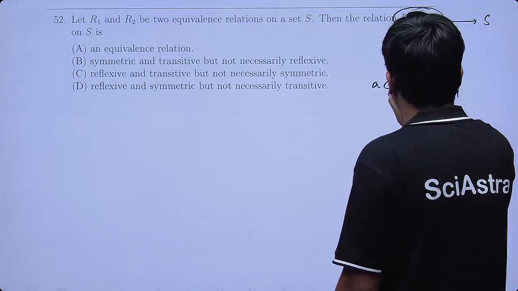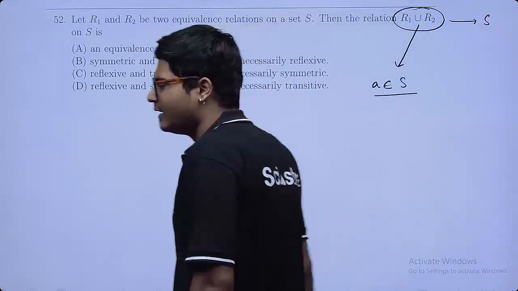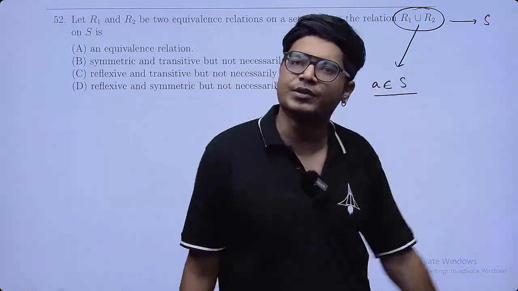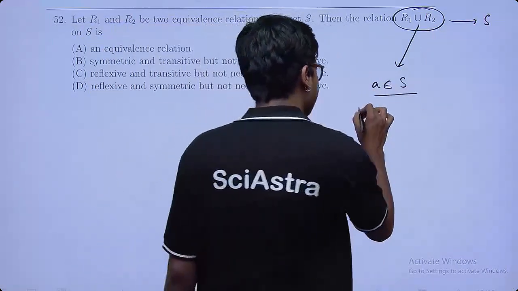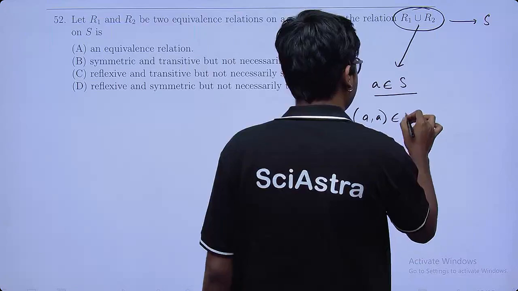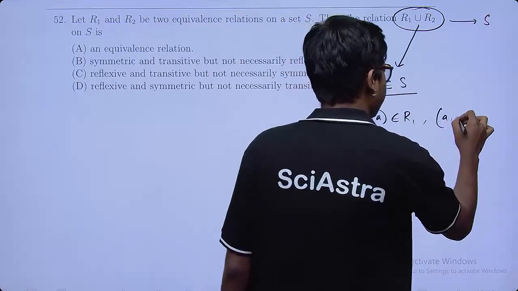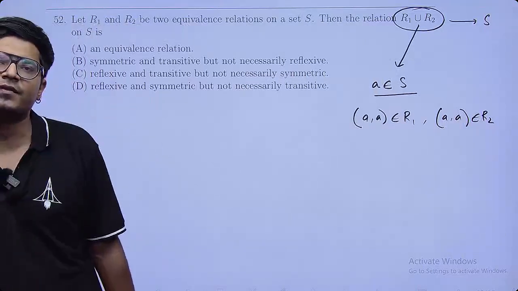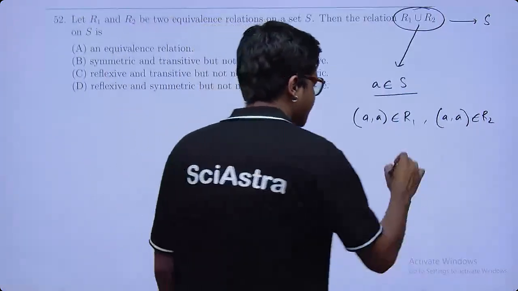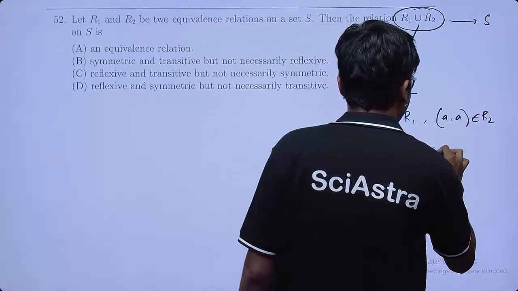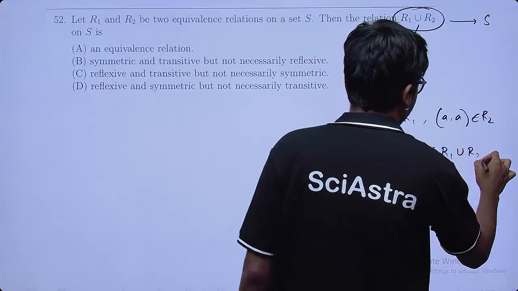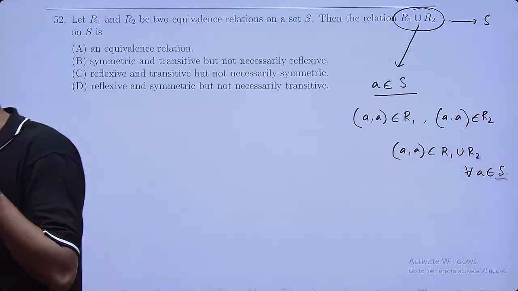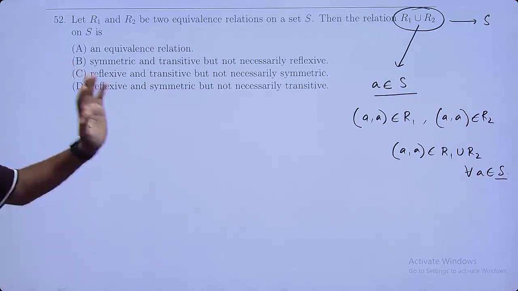Which means for any element A in S, we want (A, A) to be present inside both R1 and R2, right? Because these are individually equivalence relations. So we know that (A, A) belongs to R1 and it also belongs to R2, but we don't care about it. As long as it belongs to either one of them, it's going to be present in the final union. So I can say for sure that (A, A) lies in R1 union R2 for every A inside the set S. Yes or no? So it's definitely going to be reflexive.